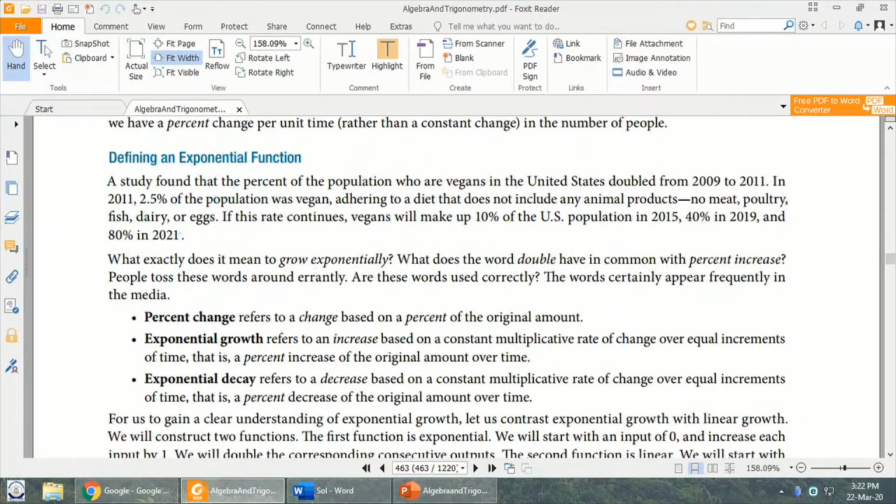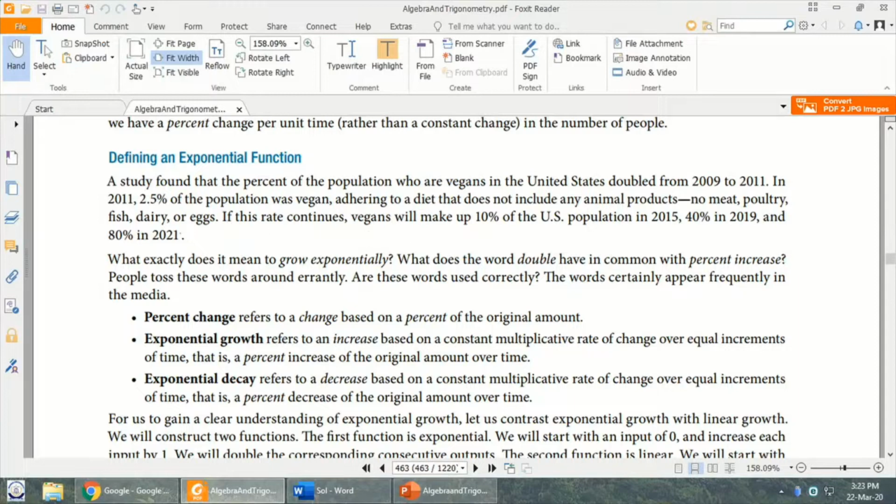The study has found that in the United States the vegan population has doubled from 2009 to 2011, and in 2011 it was 2.5%. Vegan means largely that they eat vegetables, and it can also mean that they have some dairy products but not all, adhering to a diet that does not include any animal products, no meat, poultry, fish, dairy or eggs. But to some extent it has some elements of dairy, but not completely.